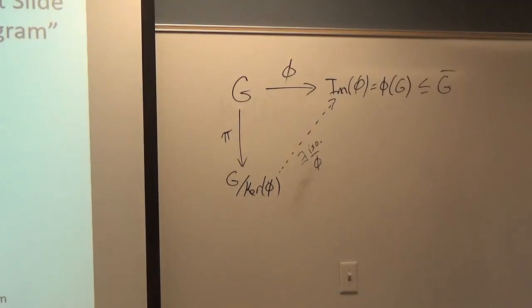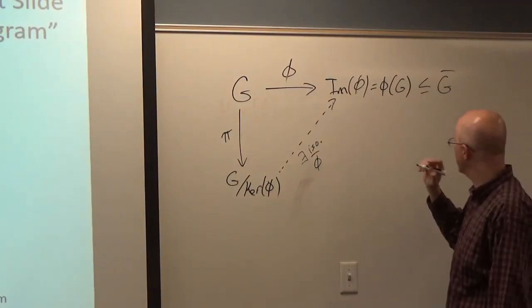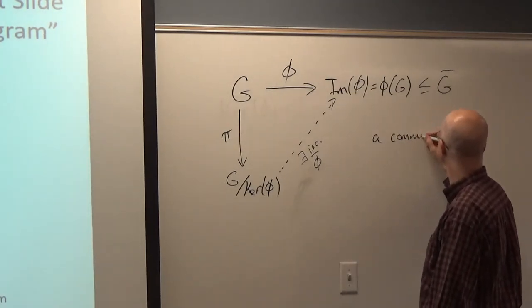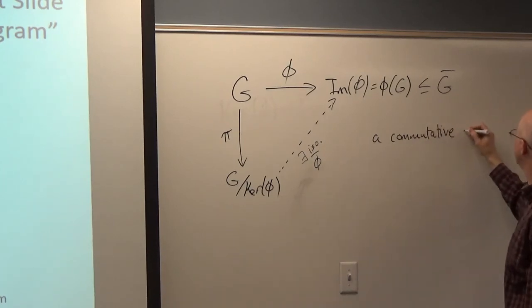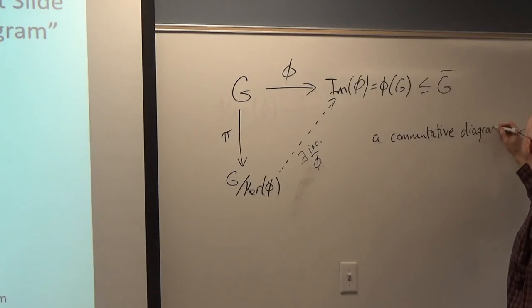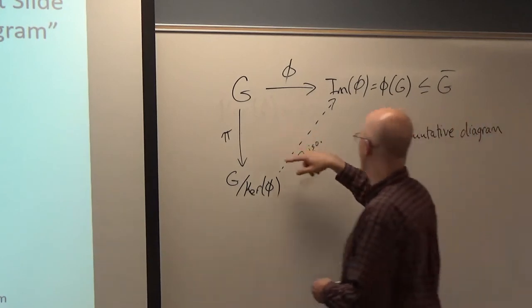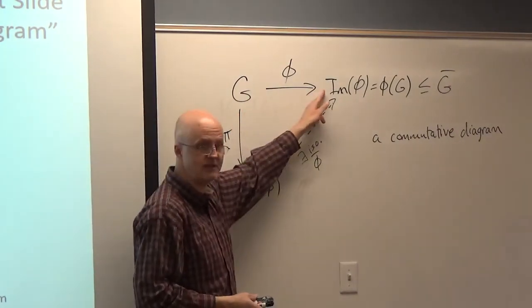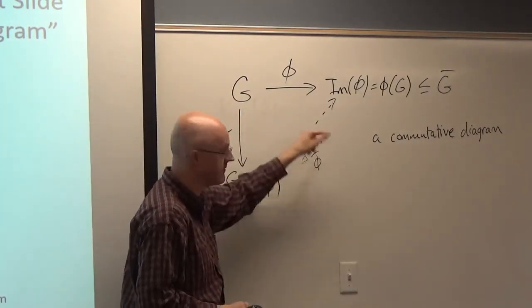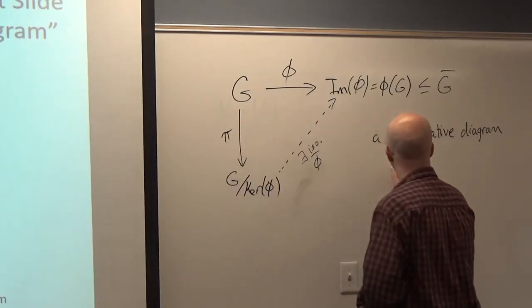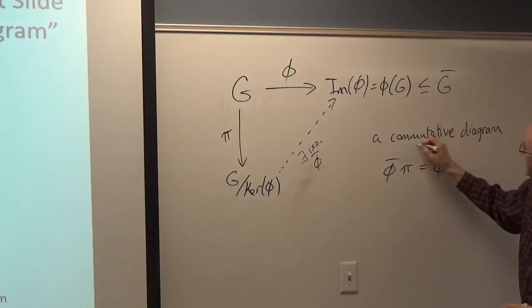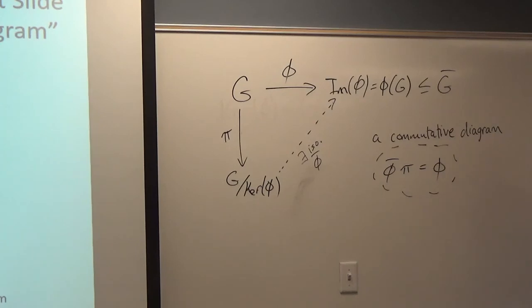And this diagram is said to be a commutative diagram. It's not the exact same meaning of commutativity that we typically think of, though it's kind of similar. You can go around this diagram from here to here in either way and you get the same thing. You can just apply phi, or you can first apply pi and then apply phi bar. Phi bar composed with pi equals phi. That's what it means for this to be a commutative diagram. Okay, you can easily check that.